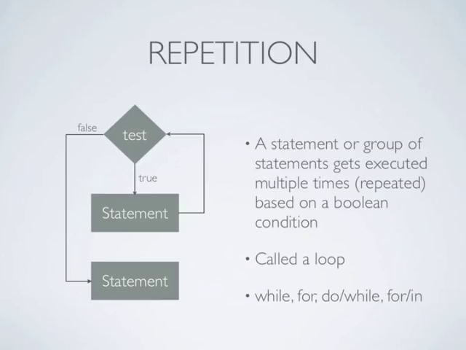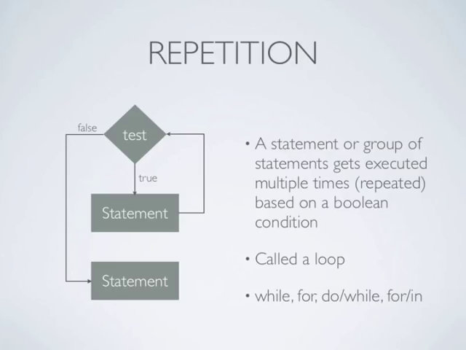Okay, next up is repetition structures. Repetition structures will let us decide whether a statement or a group of statements gets executed multiple times or not. And just like with selection structures, repetition structures are going to be based on some kind of Boolean condition. Repetition structures are usually referred to simply as loops.